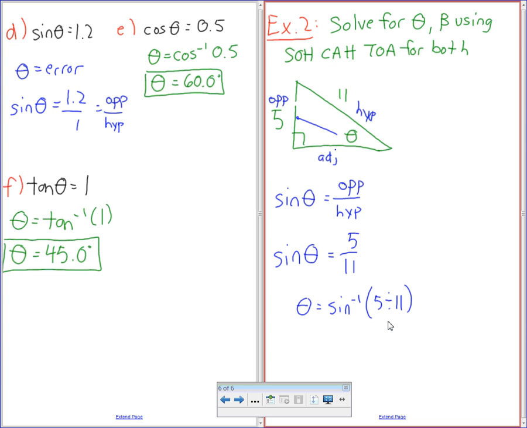What did you get? A little slower, 27.0. Make sure you do brackets, make sure you have brackets. Sine inverse bracket 5 divided by 11. Good. So make sure the brackets are in there, that's it, okay?